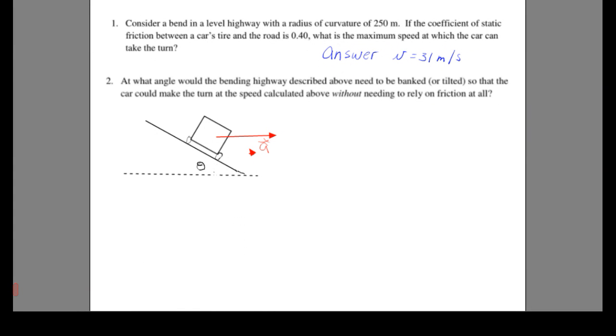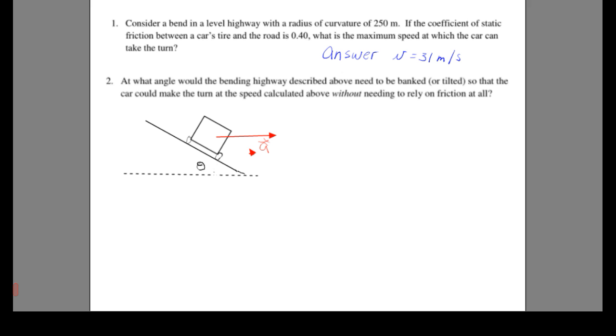Alright, here is part 2 of our uniform circular motion problem. The first problem, by the way, the numerical answer is 31 meters per second, and you can see that in the previous video. Part 2 is we want to now incline the ramp at an angle, and we want the angle to be such that this car can go around this ramp without relying on friction.